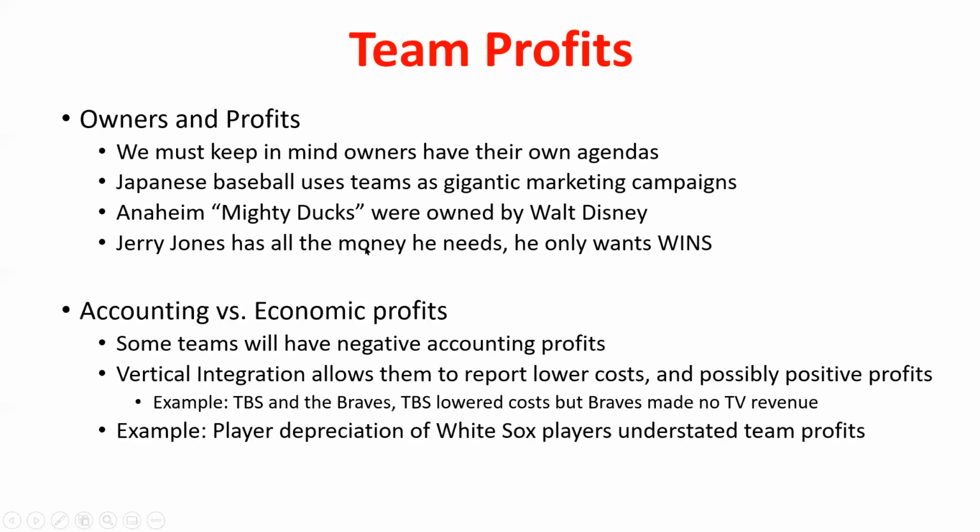And so we talked about economic versus accounting profits. There's also some weird things that can go on if you look at the reported data by teams. For instance, we talked a little bit about vertical integration. I mentioned the Braves and TBS. The Braves could sell their games at a lower price because TBS, owned by the same people, would be the ones purchasing it. So why sell it at a markup? Just sell it at cost.